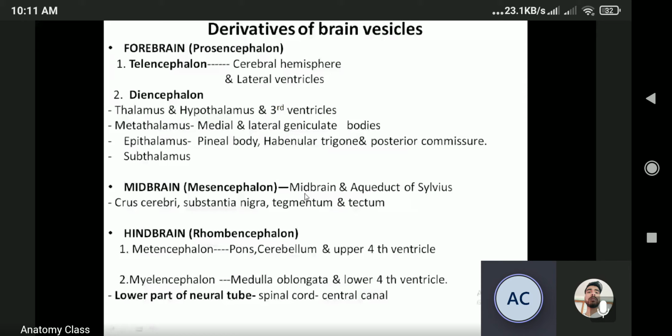Now we'll talk about the rhombencephalon or hindbrain. It is divided into metencephalon and myelencephalon. In metencephalon, you are getting pons, cerebellum, and the upper part of the fourth ventricle. In myelencephalon, you are getting medulla oblongata and the lower part of the fourth ventricle. From the lower part of the neural tube, we are getting the spinal cord and the central canal.